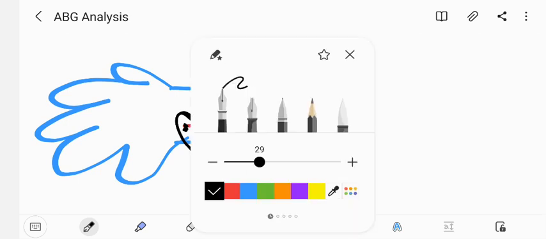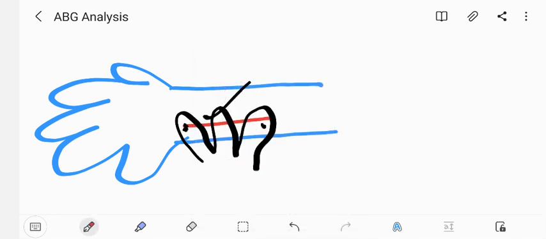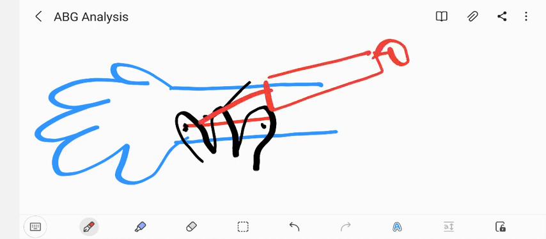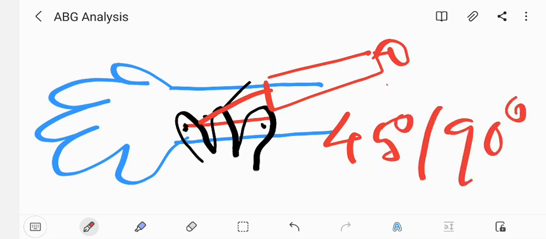Now put a 2 ml syringe with needle at 45 degrees or 90 degrees. Now pull the plunger. There will be some amount of blood collection. Okay. Now put it into the ABG analyzer machine, and the ABG analyzer machine will give you some values.